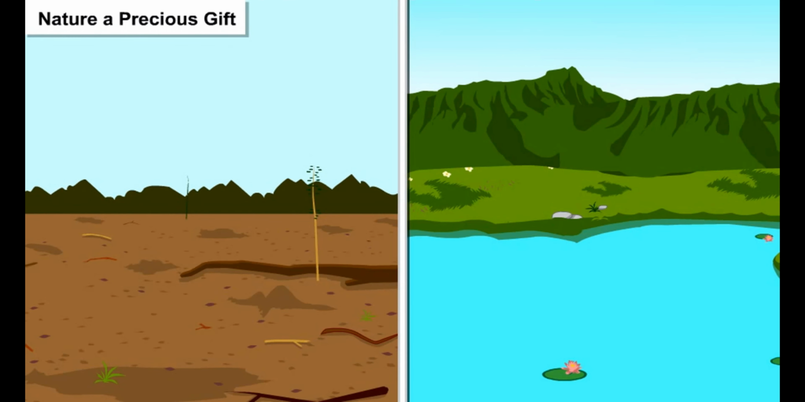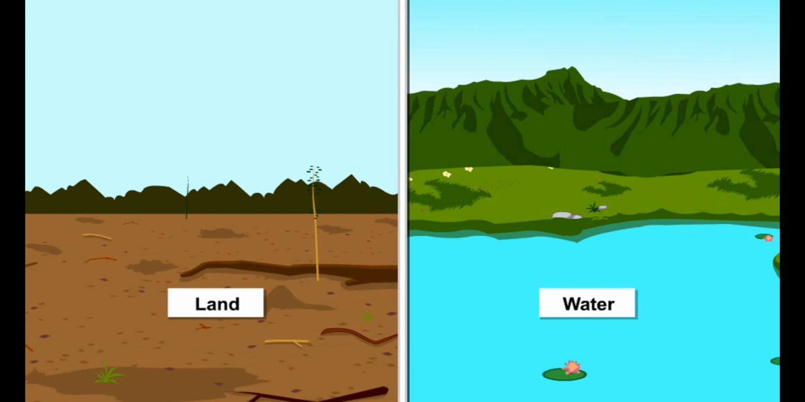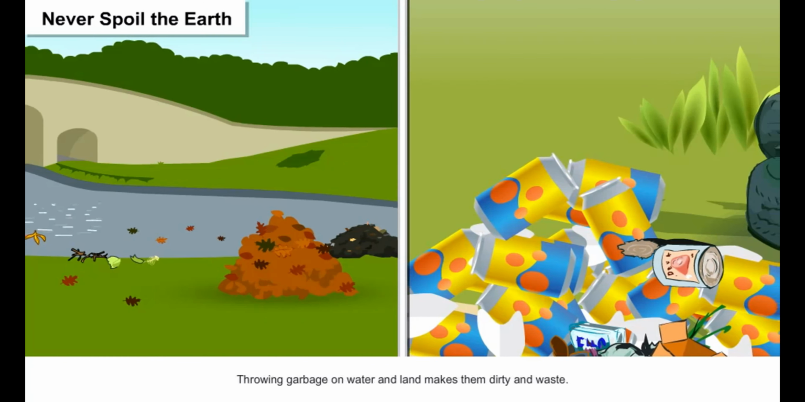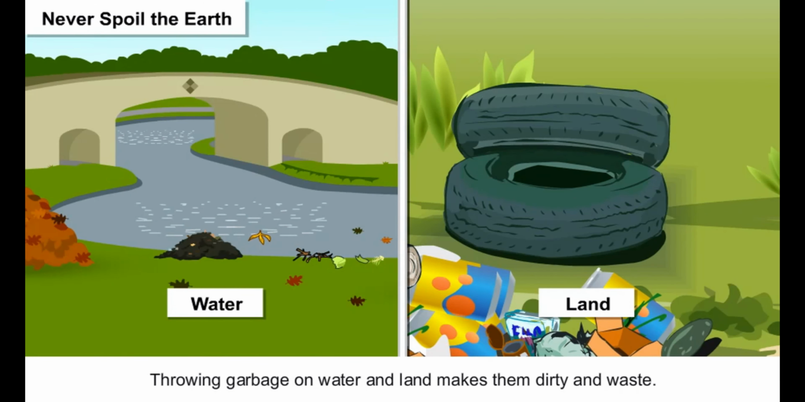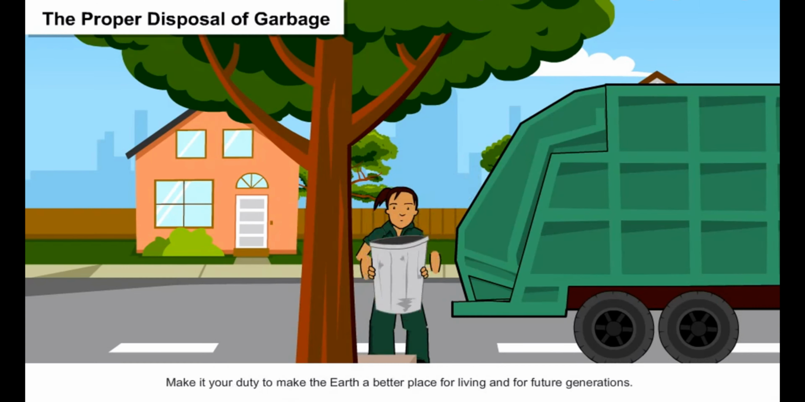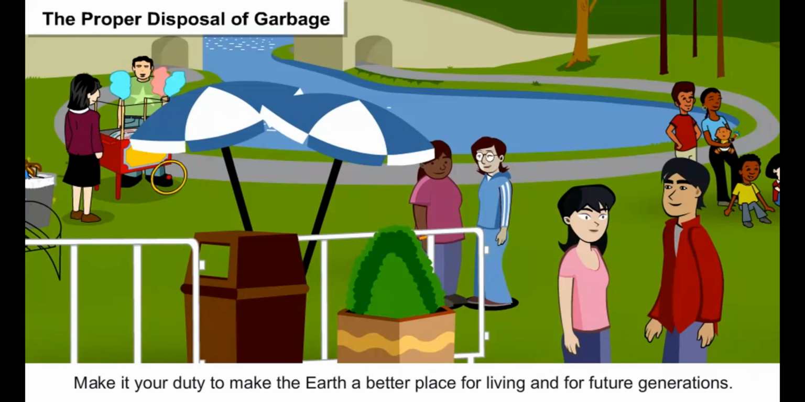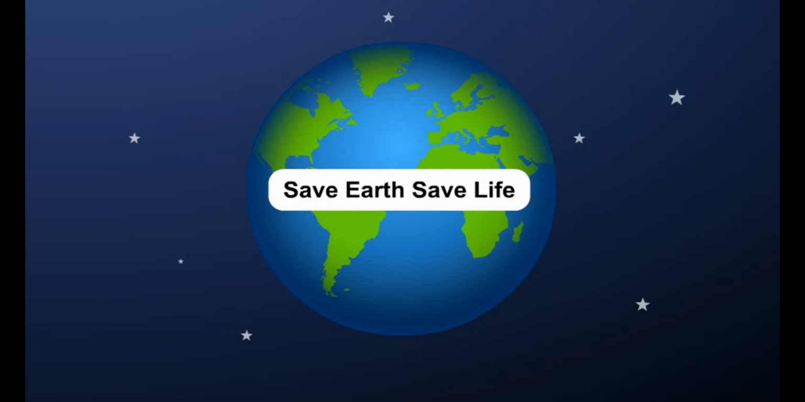Nature, a precious gift. Land and water are two gifts of nature, and we should use them wisely. Never spoil the earth. Throwing garbage on water and land makes them dirty and waste. The proper disposal of garbage. Make it your duty to make the earth a better place for living and for future generations. Save earth, save life.